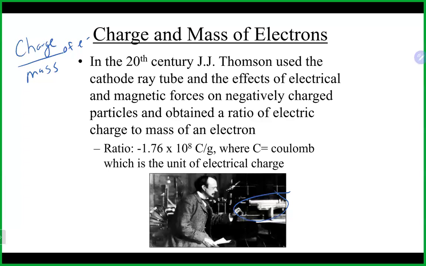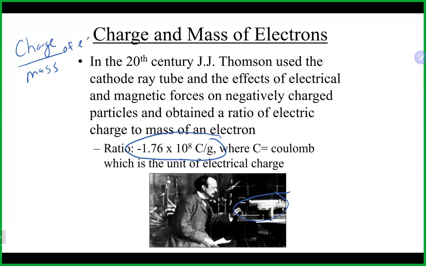So he was able to calculate basically the ratio of charge to mass for an electron. And that's actually this number down here, negative 1.76 times 10 to the 8 C per G. C is a coulomb, a unit of electrical charge, and G is grams, which is a mass. So that is charge to mass. And this was a nice big step forward in terms of understanding electrons, by calculating the charge to mass of an electron.